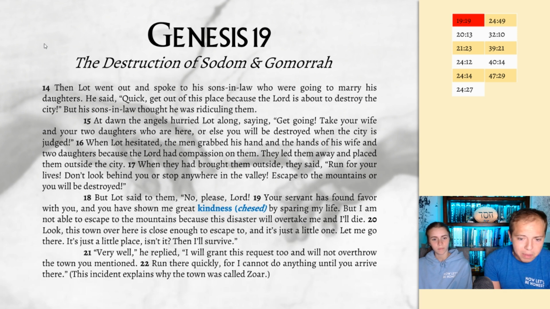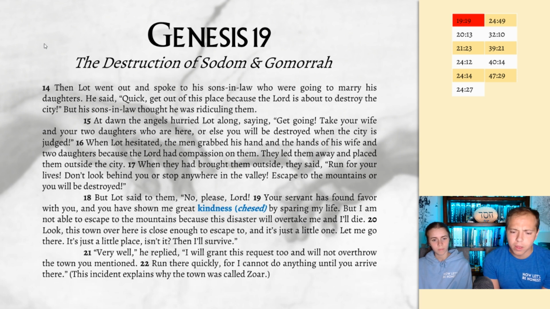When Lot hesitated, the men grabbed his hand and the hands of his wife and 2 daughters, because the Lord had compassion on them. They led them away and placed them outside the city. When they had brought them outside, they said, run for your lives. Don't look behind you or stop anywhere in the valley. Escape to the mountains or you will be destroyed.